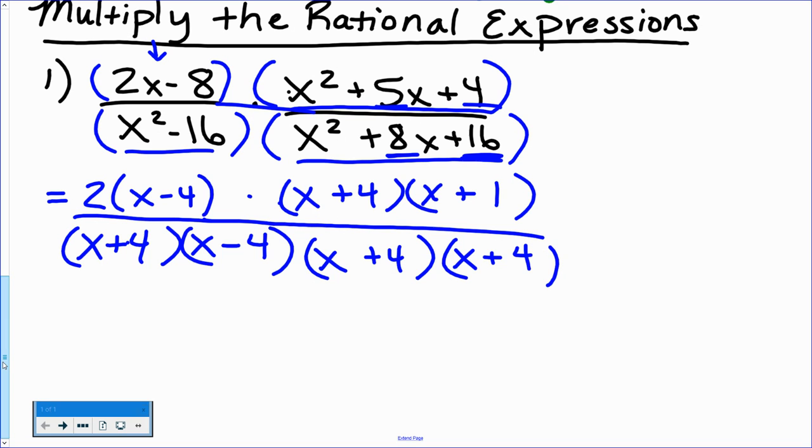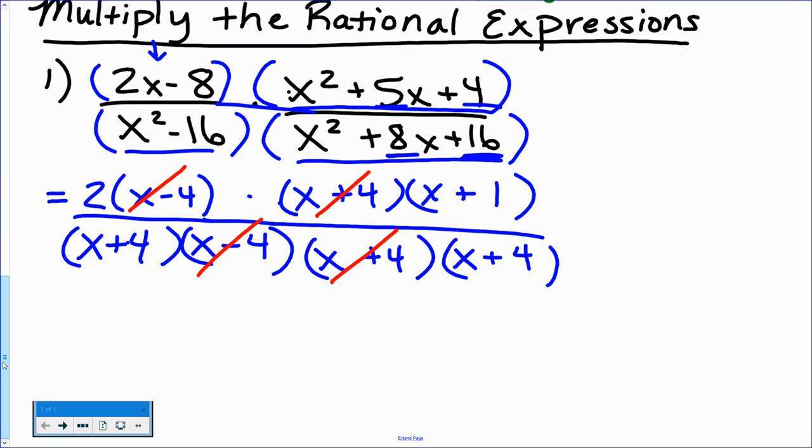So take a look at what we got. We need to see what common factors are in the top and in the bottom. So I have an x minus 4 that would divide out with my other x minus 4. I have an x plus 4 that would divide out with another x plus 4.